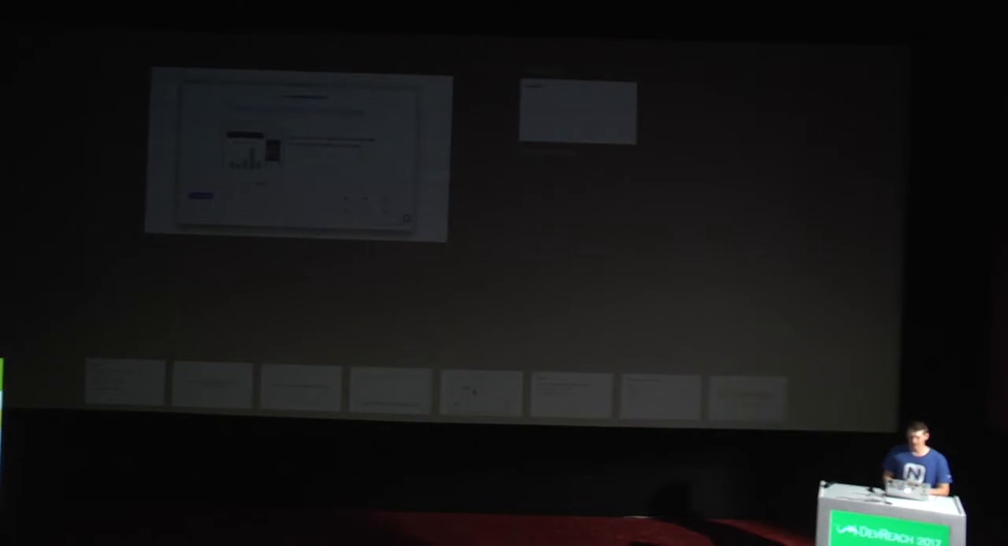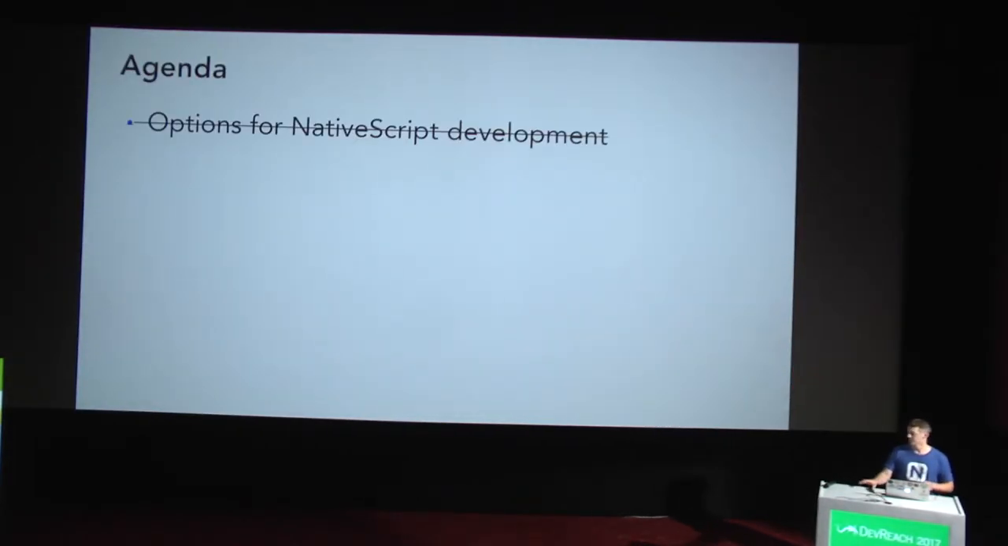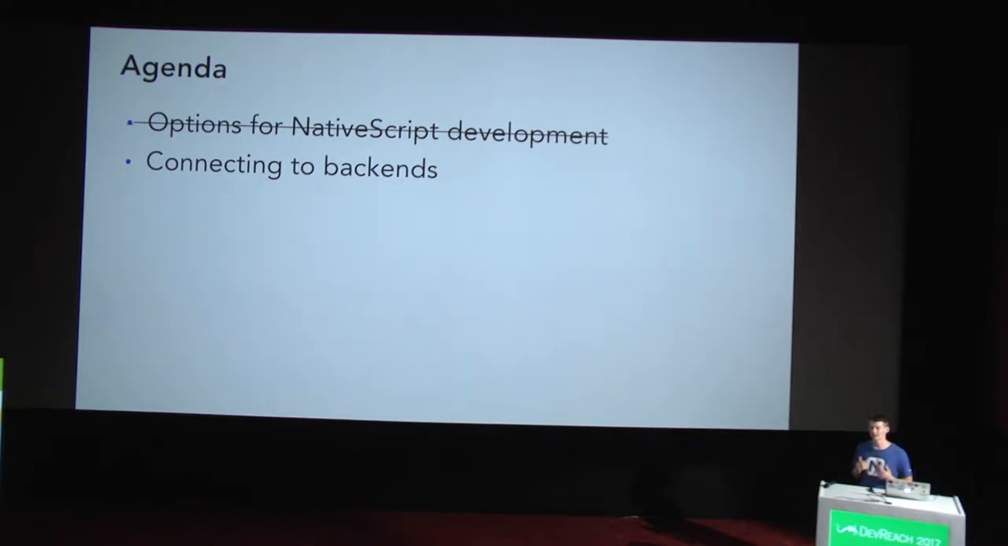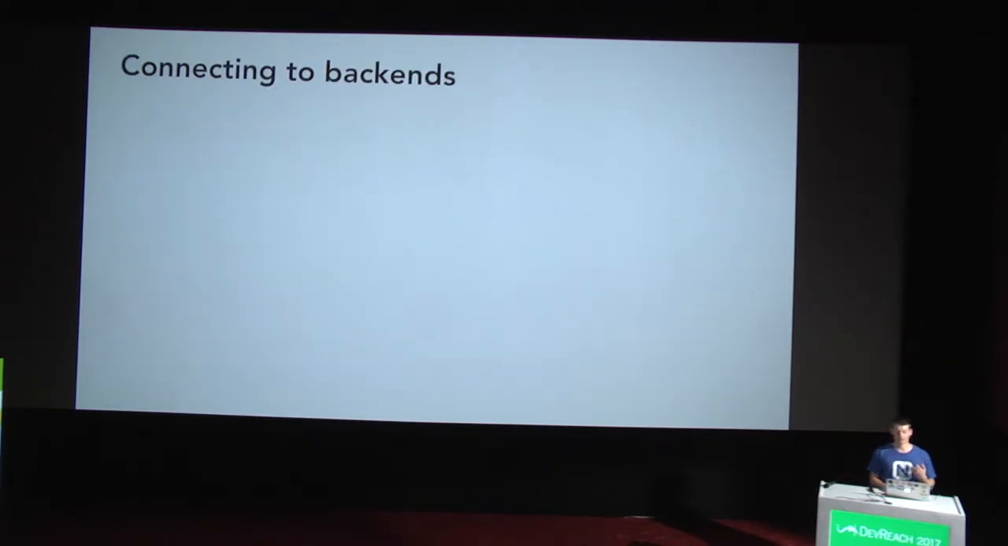So with that in mind, the next thing on our agenda, we covered options for NativeScript development. The next thing is connecting to backends, because at some point, almost all mobile applications are going to need access to some data of some sort. Now, the great thing about NativeScript is that you have a lot of options for connecting to backends. NativeScript is really just a platform that enables you to use really any number of things.